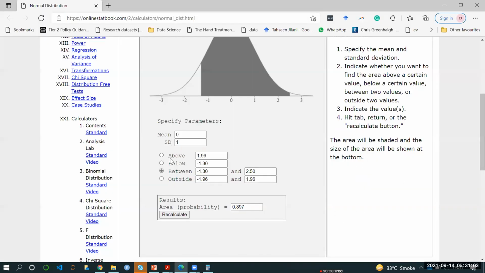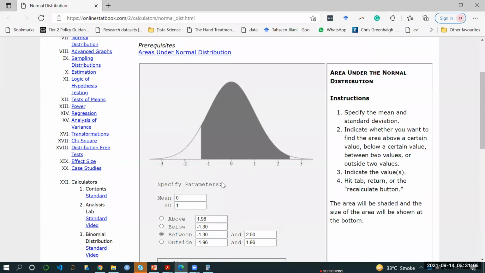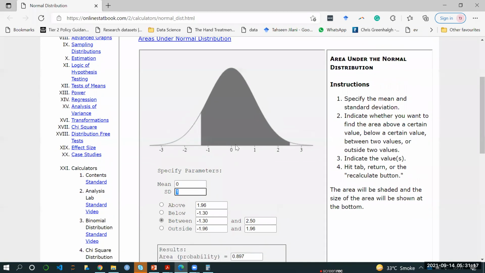If I go back, you see it is the curve which is a standard normal because the mean value is 0 and the standard deviation is 1. You can see 0, minus plus 1 standard deviation, minus plus 2 standard deviation, and so on. Because 0 is the center, the negative value minus 1.3 starting point is here, and the upper limit, which is 2.5, is here. So between minus 1.3 and plus 2.5, it's a big chunk of the whole curve, which is equal to 89.7%.